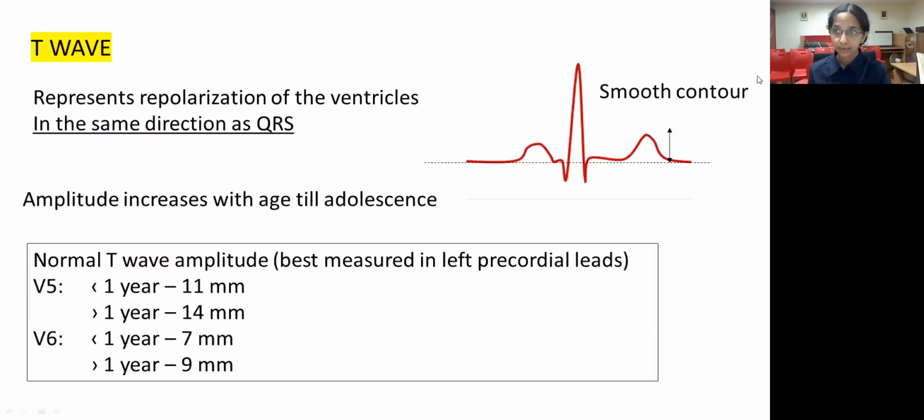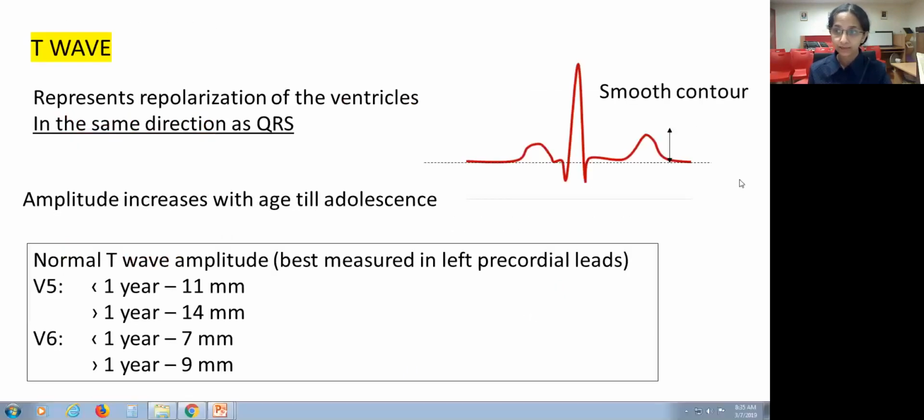Now coming down to the next wave, which is the T wave. The T wave represents ventricular repolarization. As we all understood, ventricular depolarization is the QRS and ventricular repolarization is the T wave. And always the T wave will be in the same direction as the QRS. If I have an upright QRS, I have an upright T wave. The T wave amplitude, interestingly, is higher in V5 compared to V6 in a normal heart.